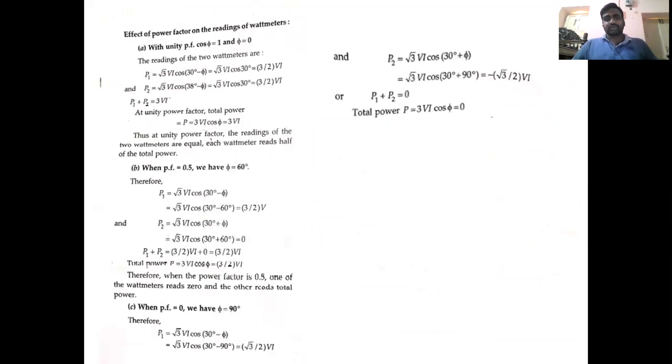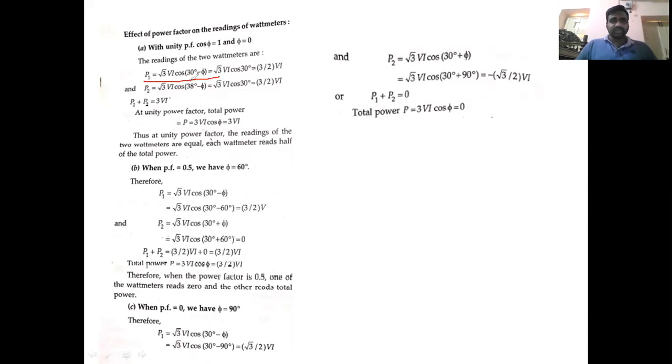So from the 2 wattmeter readings, what is the power with respect to the first wattmeter? The power observed with the first wattmeter is P1 is equal to root 3 into VI cos of 30 minus phi. This is what we defined in the previous discussion.